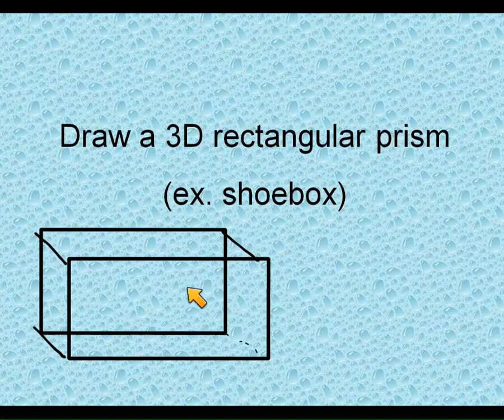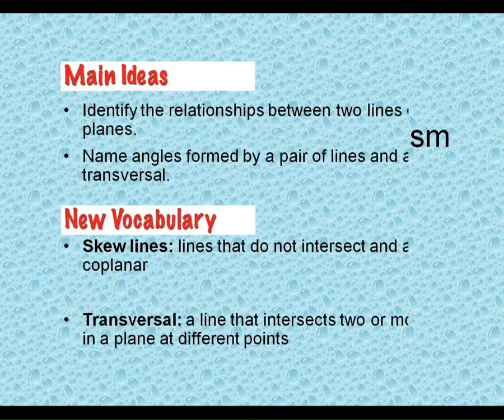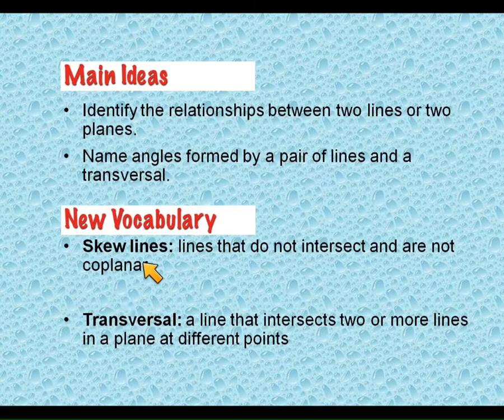Now, we're going to be talking about these figures in just a second. I just want to make sure you can visualize it and draw one. So the first two vocab things we have here are something called skew lines and transversals. Skew lines are lines that don't intersect and are not coplanar. What's coplanar mean? On the same plane. So they're lines that do not intersect, okay? They don't intersect, and they're not coplanar.